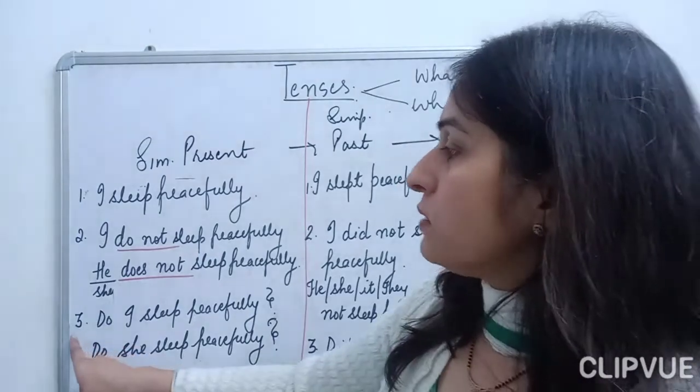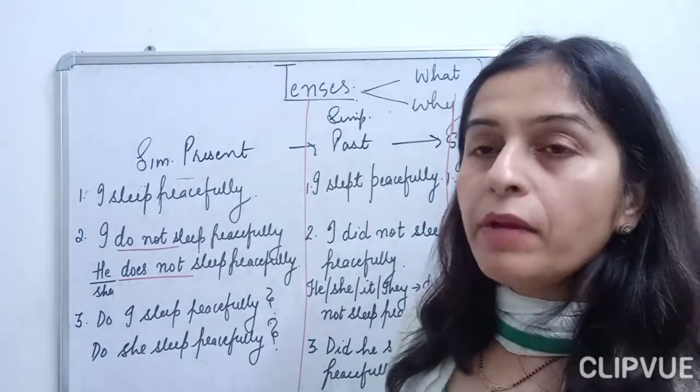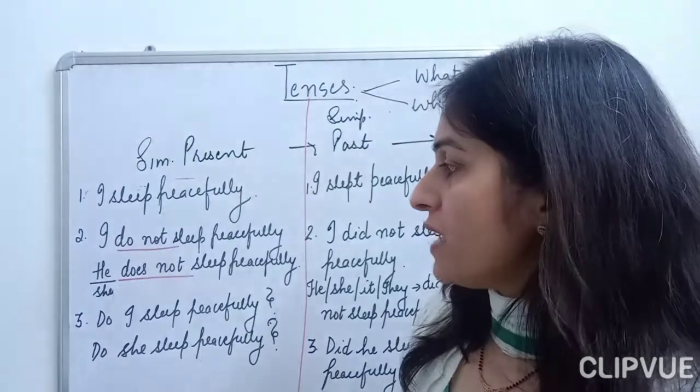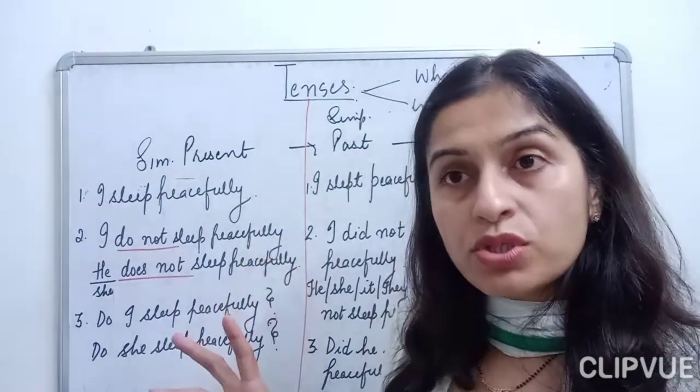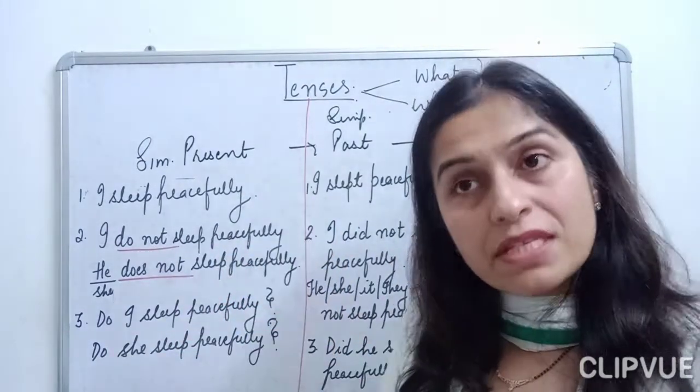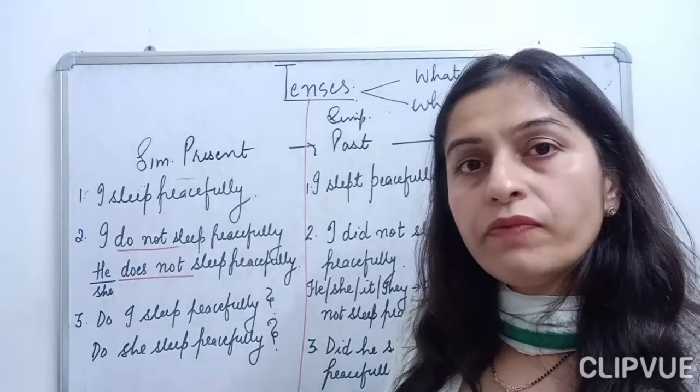Okay, now third sentence. Now third, here I am using the interrogative sentence, meaning when I am asking a question and that question is in the present form. So how will that question be, children?